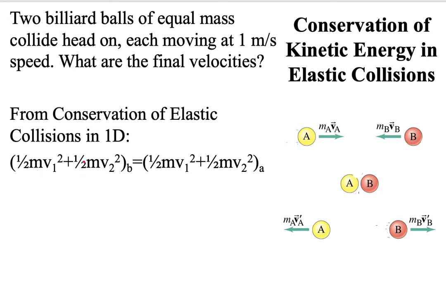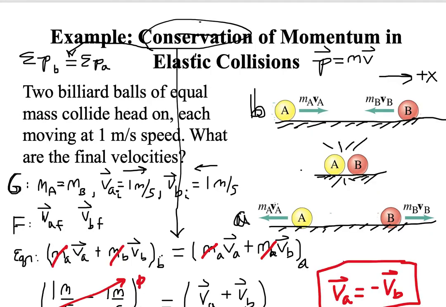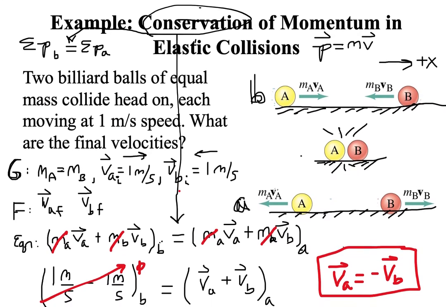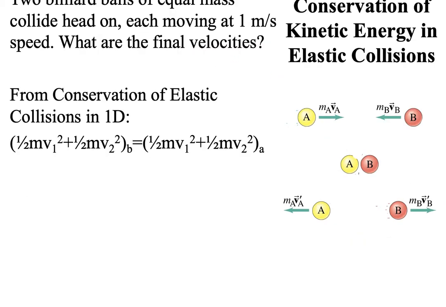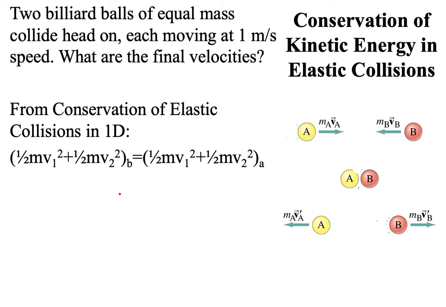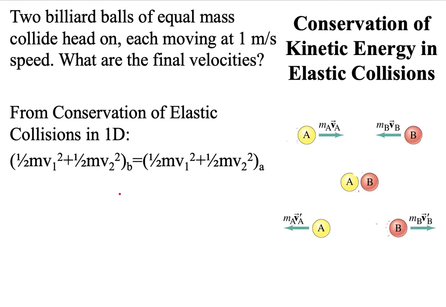Well, we need to find the final velocities by adding another equation. If we take a look at our previous equation, we see that we have two unknowns, velocity A and velocity B. Two unknowns means you need two equations. We have one equation from the conservation of momentum, and we're going to get our second equation from the conservation of kinetic energy. So what we know from the first conservation law is that VA is equal to minus VB.